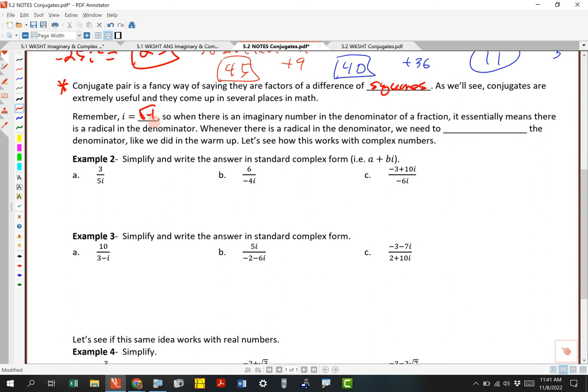And if there's a radical in the denominator, we don't like radicals in the denominator, so we do what we call rationalize the denominator. So we're going to rationalize the denominator. So take a look at this one right here. We'll start off with some easy ones. And it does say write the answer in standard complex form. So write it in form a plus bi.